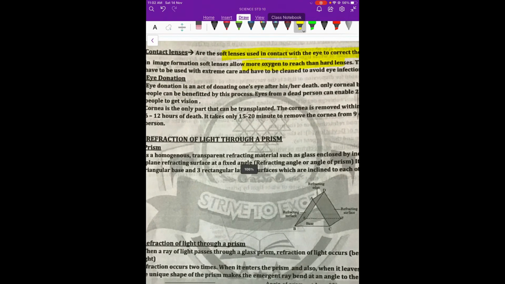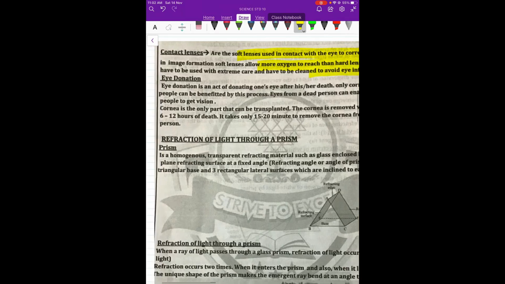The only difficulty is it has to be handled with extreme care because they are very soft, very tiny, very sensitive. Second, they are prone to infections. If you are not cleaning the lenses, if you are not putting them in the right way, if you are using dirty hands, your eyes can get infected. That is the only difficulty. Otherwise, it is very nice.